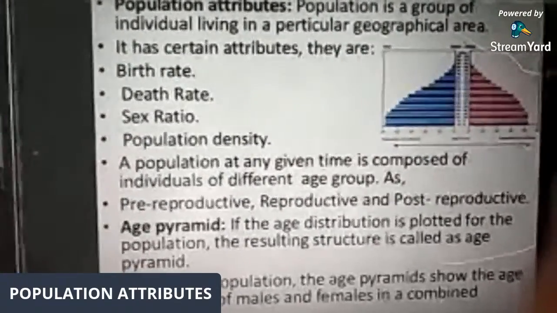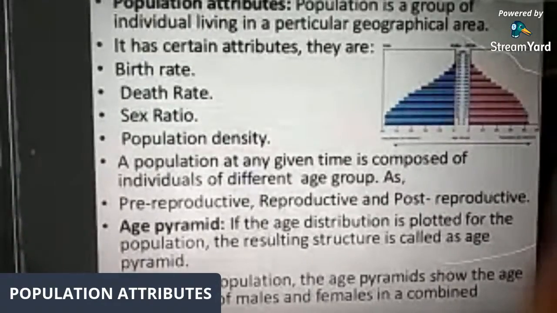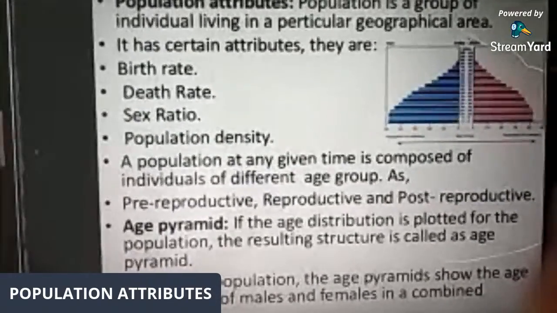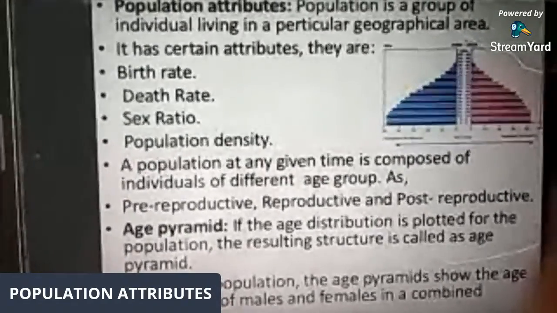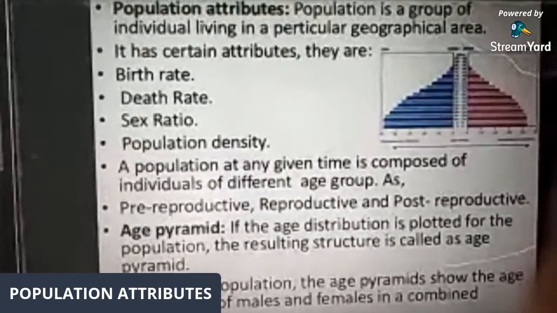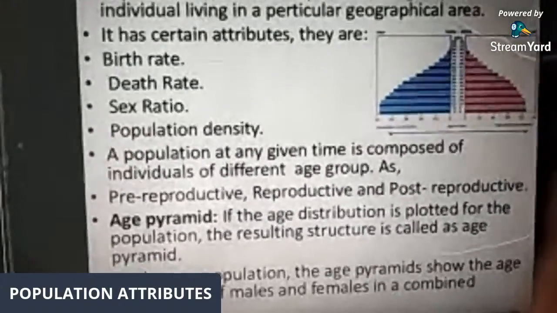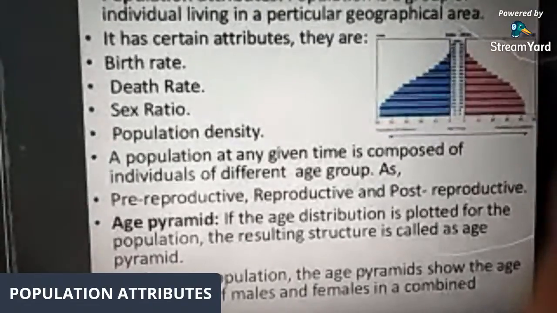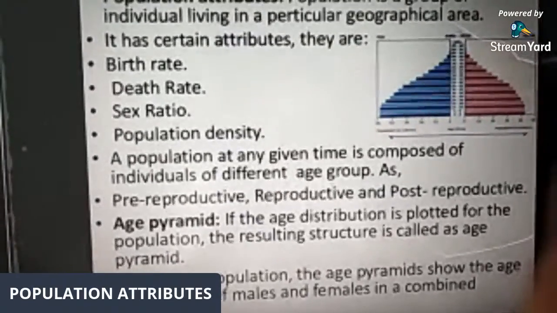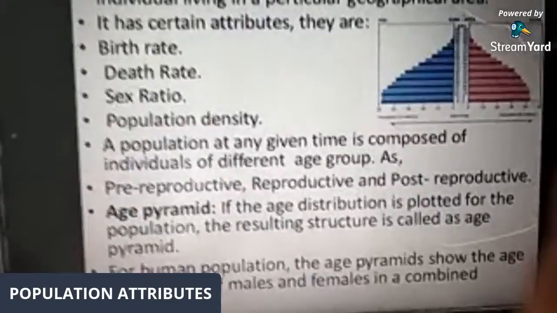And what is the meaning of the sex ratio? It is the number of males to the number of females in a unit area. Okay, and population density means the number of individuals per unit area per time. That's called the population density.